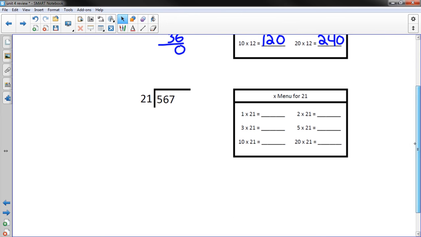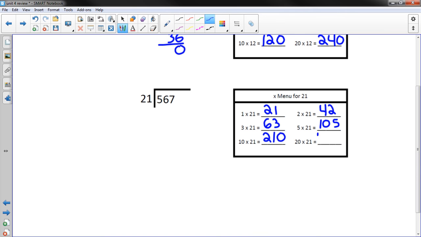Down below, last one. 567 divided by 21. Okay, to the right is a multiplication menu. So I'm going to complete this first because it will help me with my division. 42, 63, 21 times 5. Well, I know 20 times 5 is 100. So 21 times 5 should be 105. 21 times 10, well, that's 210. And if I double that, 420, that's the answer to 20 times 21.